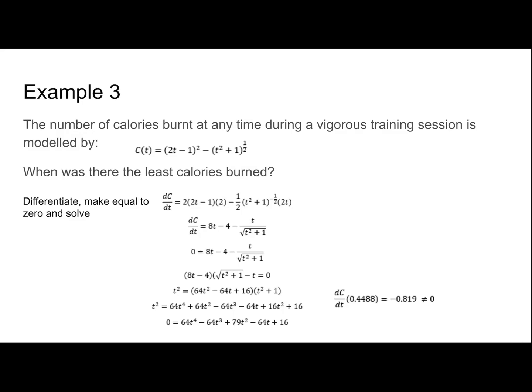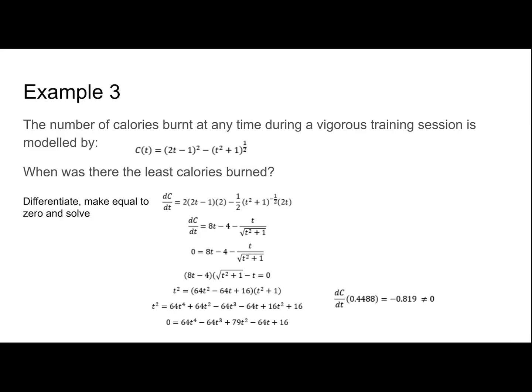So we'll get 8t minus 4 times the square root of t squared plus 1 minus t, because if we multiply t over the square root of t squared plus 1 by the square root of t squared plus 1, they cancel each other out and you just get minus t. Alright, so we'll move the t by itself to the other side, and we need to square both sides. Once we square both sides, we'll have t squared equals 64t squared minus 64t plus 16 multiplied by t squared plus 1.